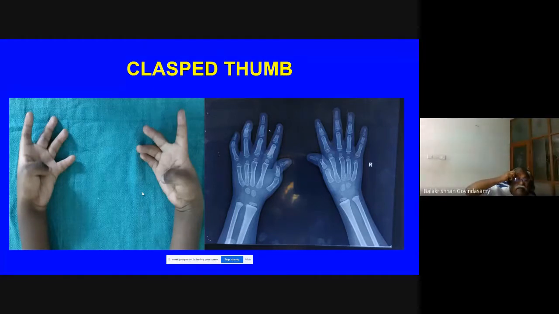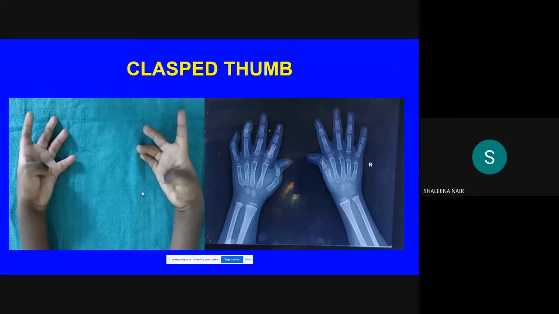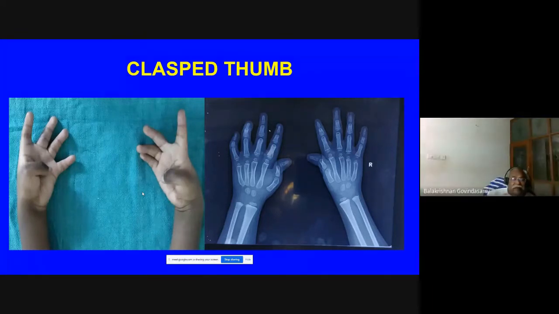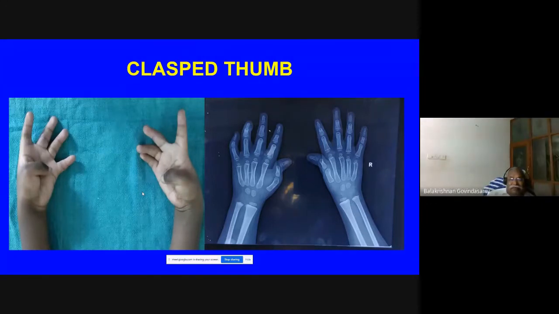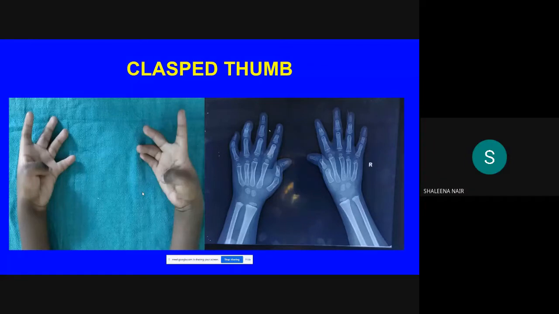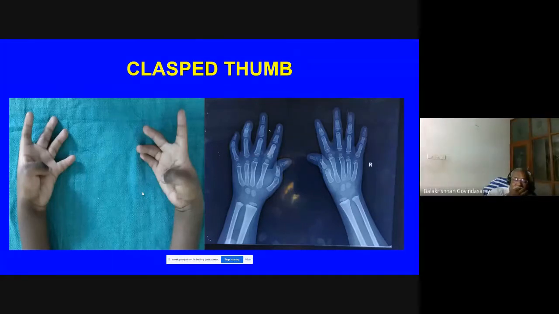Why do you say clasp thumb? What is the meaning of clasp? Clasp is when you grip with strength. Not strength, just hug. Hugging is also clasp. We don't need strength to hug anybody. So it is only hugging, very close, right? Now you said it's a clasped thumb. Why do you call it a clasped thumb?